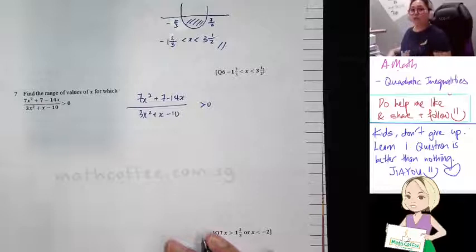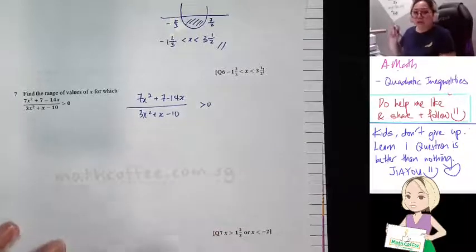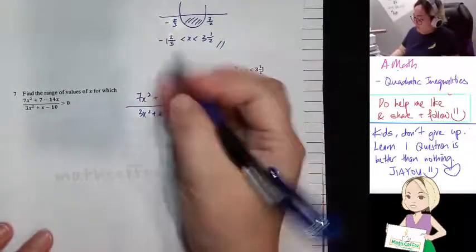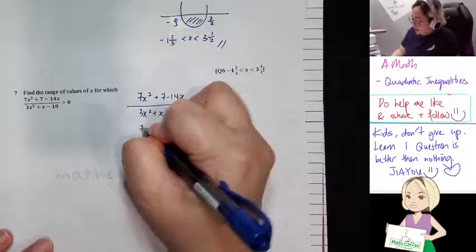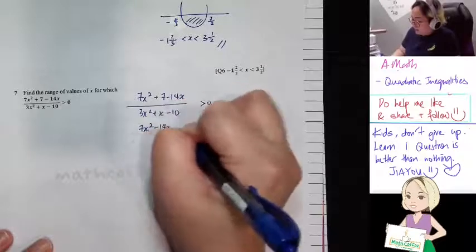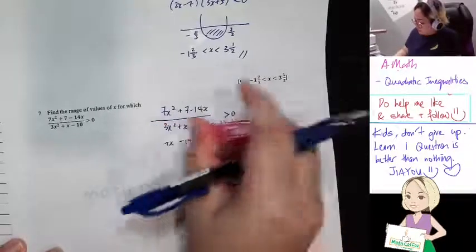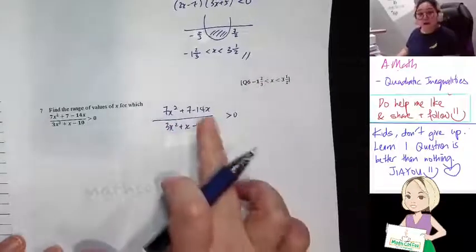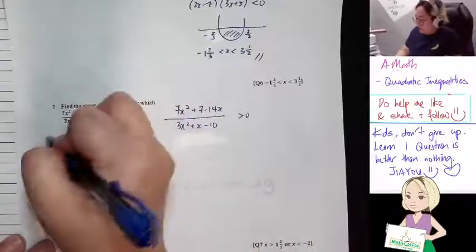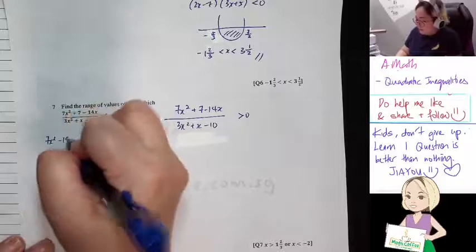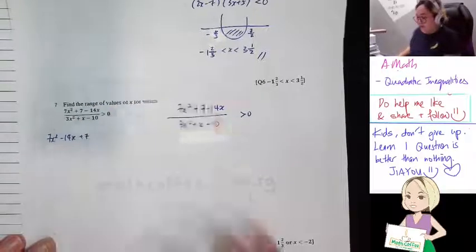But this question, numerator has an expression, denominator has an expression. How to do? Okay, so this part we have to make use of completing the square. So I'm going to massage my numerator first. My numerator is 7x squared minus 14x plus 7. Or maybe I do it on another side. We will come back to this one. So at the side, I'm going to do this 7x squared minus 14x plus 7.